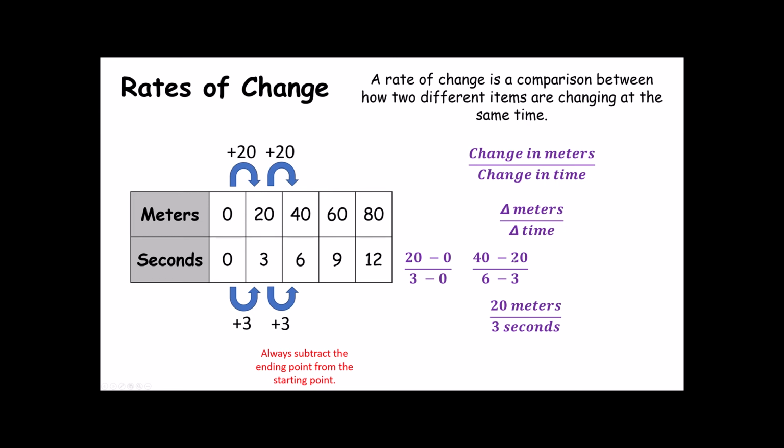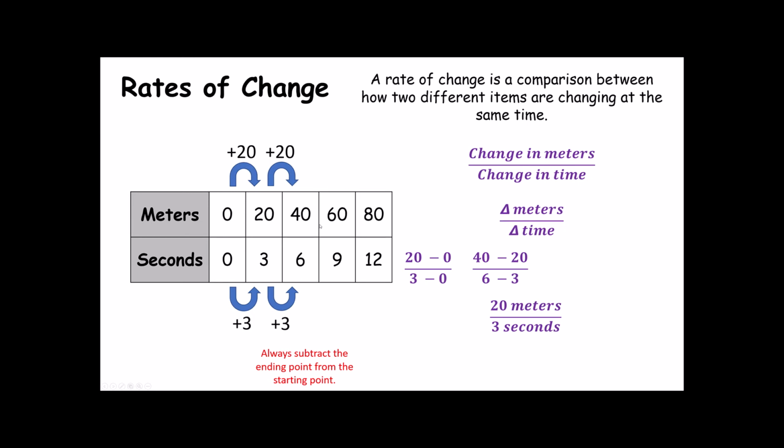40, minus my starting distance of 20, which shows that I changed 20 meters. Then I take my ending time, which was at 6 seconds, minus my starting time, or when I started timing this distance, which was at 3 seconds, which is a change of 3 seconds. Notice that my distance and my time are changing at a rate of 20 meters in 3 seconds. That was the same as with this first example.